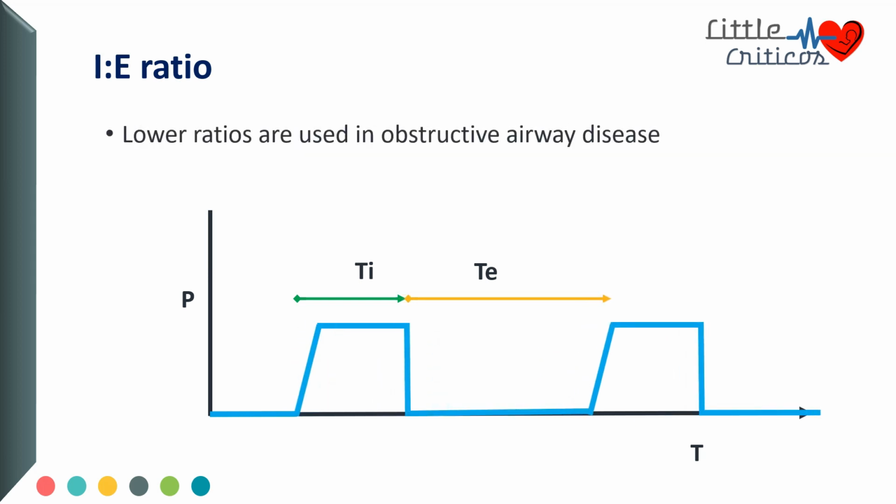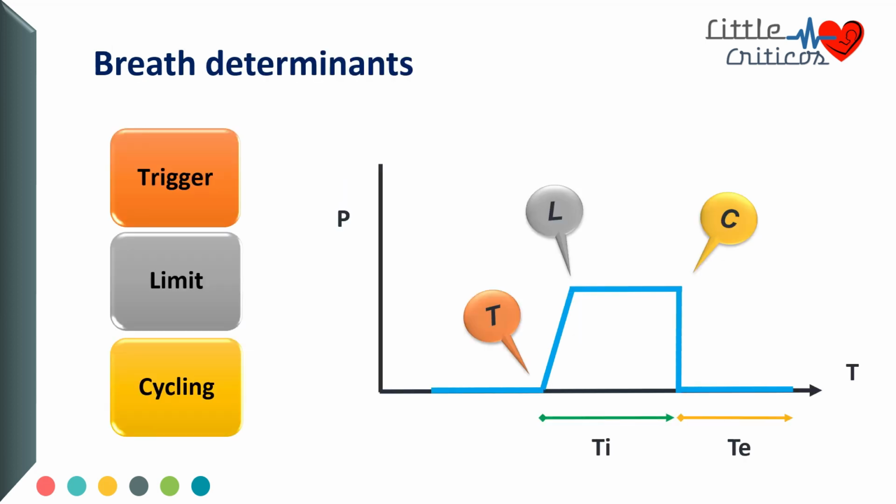Lower ratios, that is, with increased expiratory time, are used in obstructive airway diseases. There are three key terminologies which we need to understand before we proceed further. These include trigger, limit, and cycling. Trigger is a variable which starts the inspiration, and cycle is the variable which ends the inspiration. Limit is the target to which the ventilator controls the breathing.